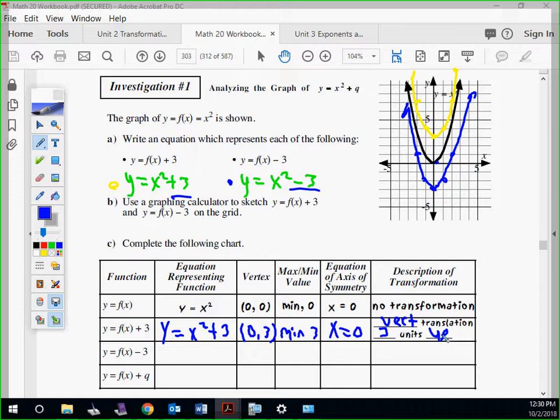I'll just continue filling this out for the other ones. Minus 3, so the vertex is 0, negative 3, the min is negative 3, the axis of symmetry is x equals 0. Vertical translation, down 3.